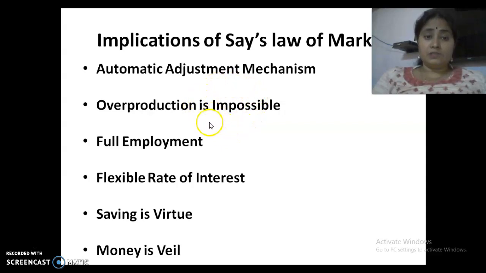Because of this, since there is no overproduction, that means there is full employment of resources. There are no idle resources. There is full employment. Another implication is the flexible rate of interest. Here, again it is assumed that saving is a virtue. Saving is good for the economy. It will help to increase investment and it will help to increase the total production.